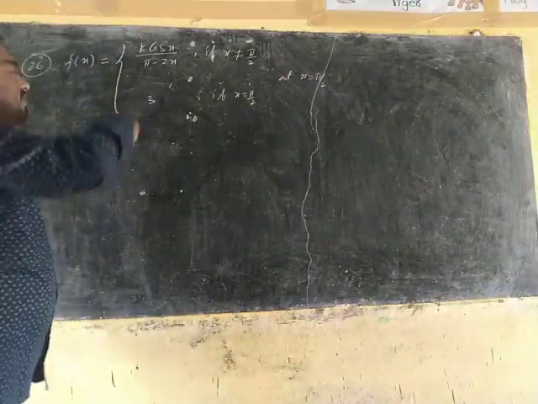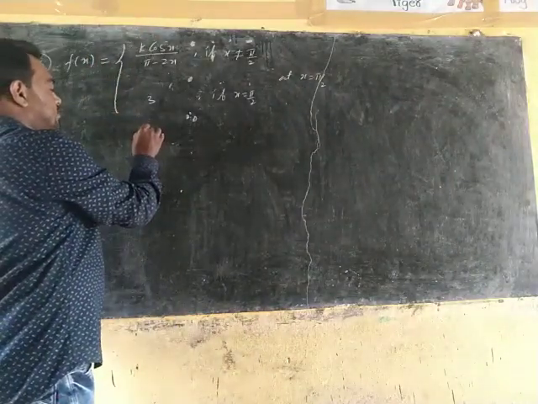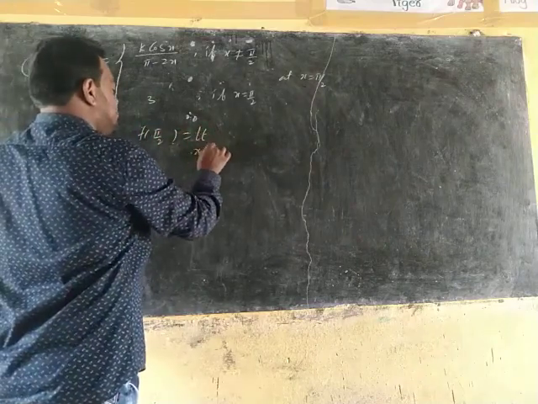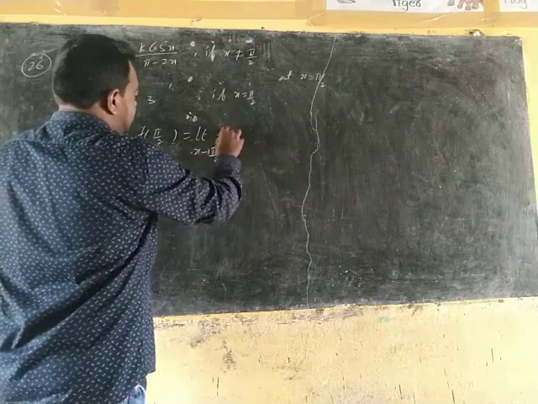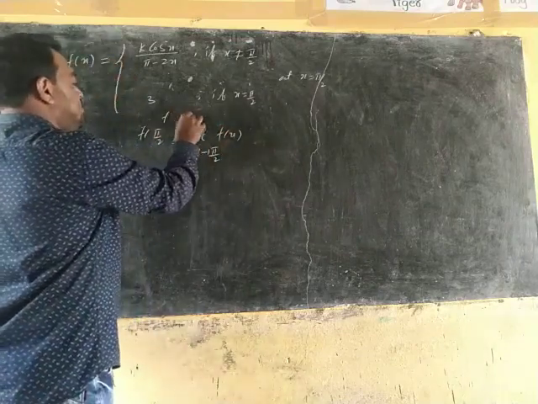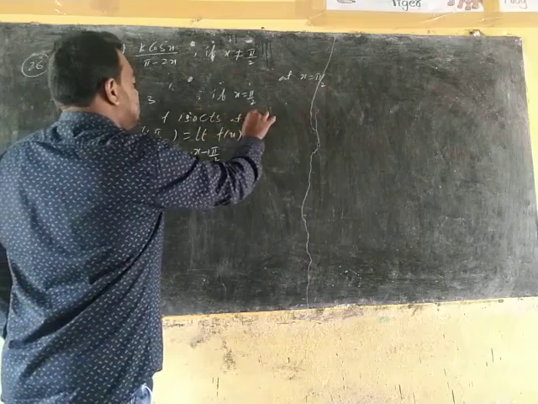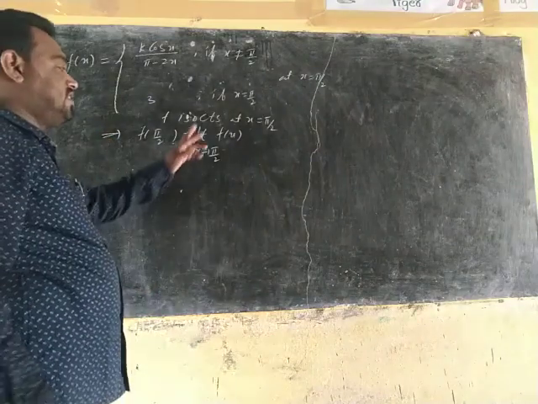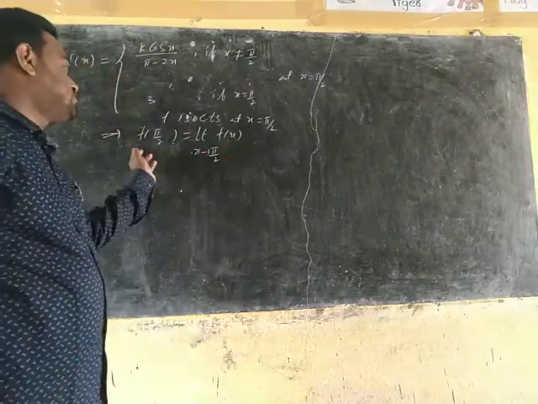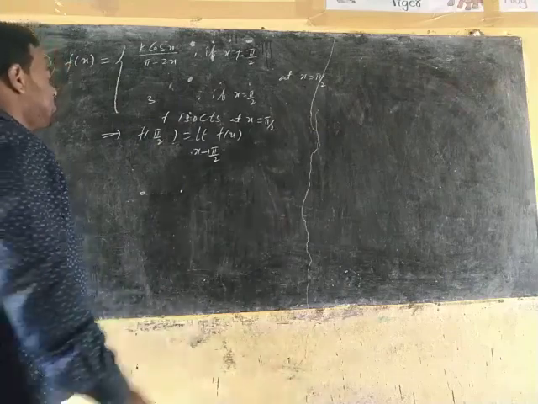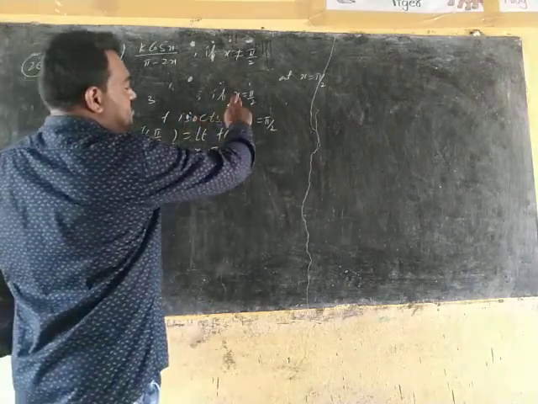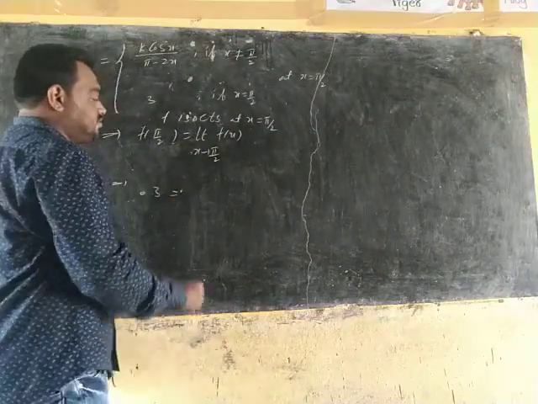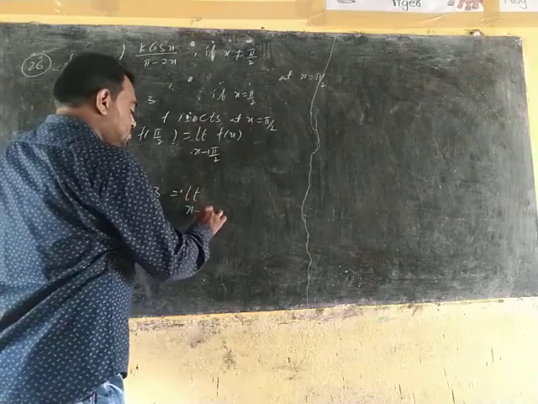By the definition of continuity, f of pi by 2 is equal to the limit x tends to pi by 2 of f of x, because f is continuous at x equals pi by 2. Therefore, the limit as x tends to pi by 2 of f of x is equal to f of pi by 2. When x equals pi by 2, the function value is 3. So 3 equals the limit x tends to pi by 2.